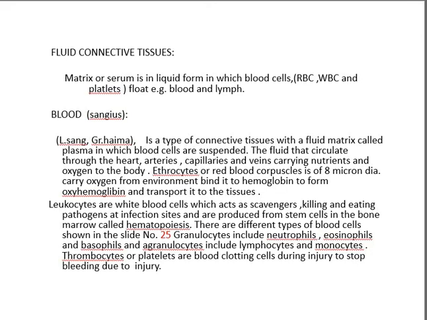Blood is a type of connective tissue with a fluid matrix called plasma, in which blood cells are suspended. It is the fluid that circulates through the heart, arteries, capillaries, and veins, carrying nutrients and oxygen to the body. Erythrocytes or red blood corpuscles are 8 microns in diameter.